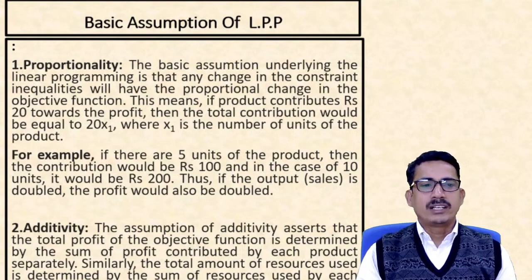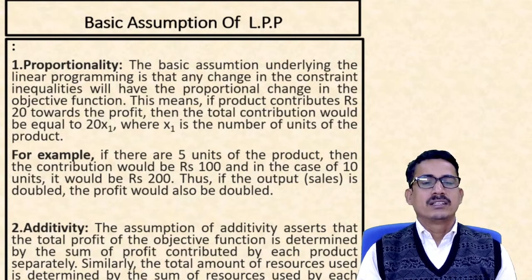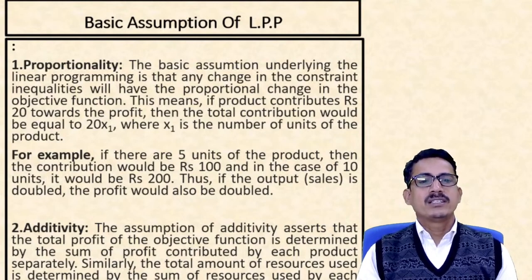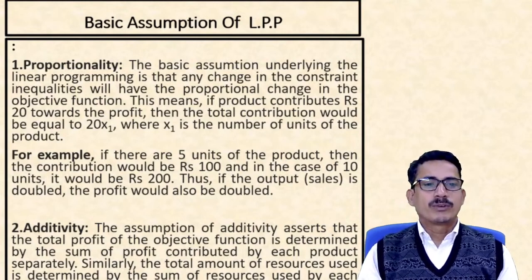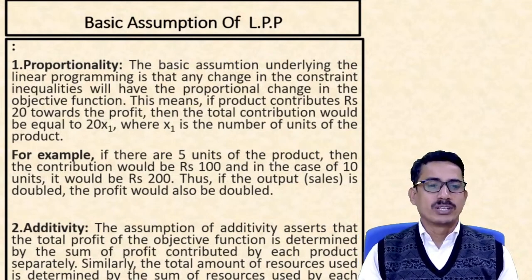The assumption of additivity asserts that the total profit of the objective function is determined by the sum of the profit contributed by each product separately. Just as I was giving the example of the carpenter. The carpenter is producing two types of products, one is chair and one is table, as I said earlier. So his total profit is generated from both the table as well as the chair. He knows better which one is giving more profit, and which product has more demand.